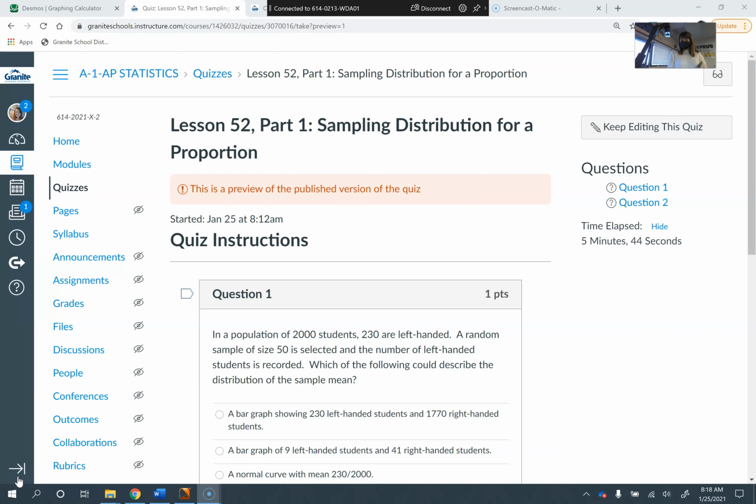So what they are referring to is this. A random sample of 50 was taken. What would the sample mean look like? Well, we would expect it to look very similar to the population. So the population has a percent of left-handed kids. That's 230 divided by 2,000, so about 12%, 11.5%. So now let's go down and see what our options are.